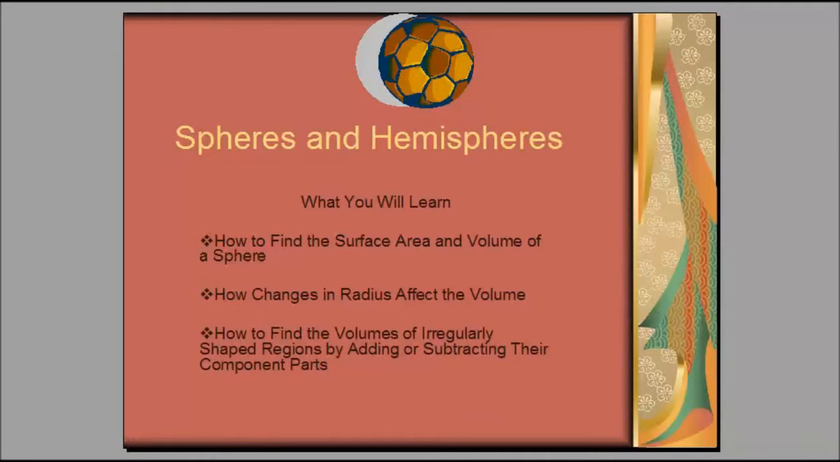This section is on spheres and hemispheres. In this section, you will learn how to find the surface area and volume of a sphere. You will learn how changes in the radius affect the volume of a sphere. You will also learn how to find the volumes of irregularly shaped regions by adding or subtracting their component parts.